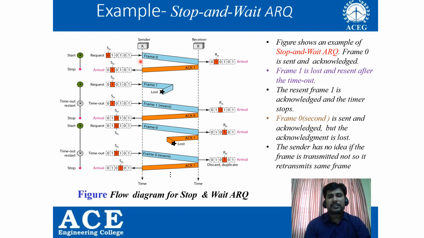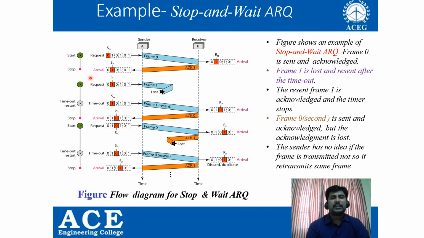Once the receiver receives frame 0 and finds there is no error in it, it extracts the data and delivers it to the network layer. At the same time, it will try to send a positive acknowledgement to the sender A. The acknowledgement number is 1, which indicates that I have received frame 0 successfully and now I am expecting frame 1.